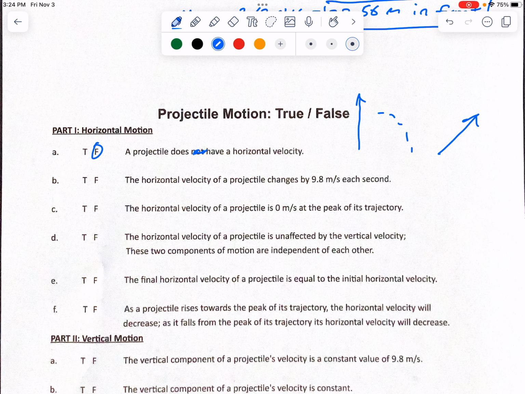B, the horizontal velocity of a projectile changes by 9.8 meters per second each second. That is the effect of gravity. Okay, gravity affects vertical. It does not affect horizontal. That's why horizontal doesn't change. So this would be false.